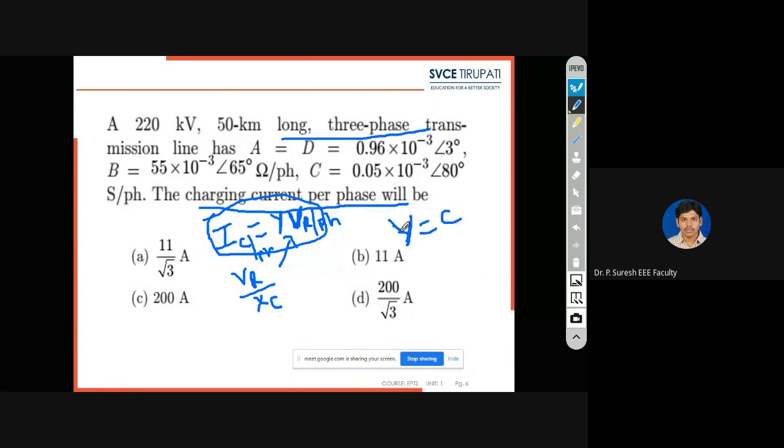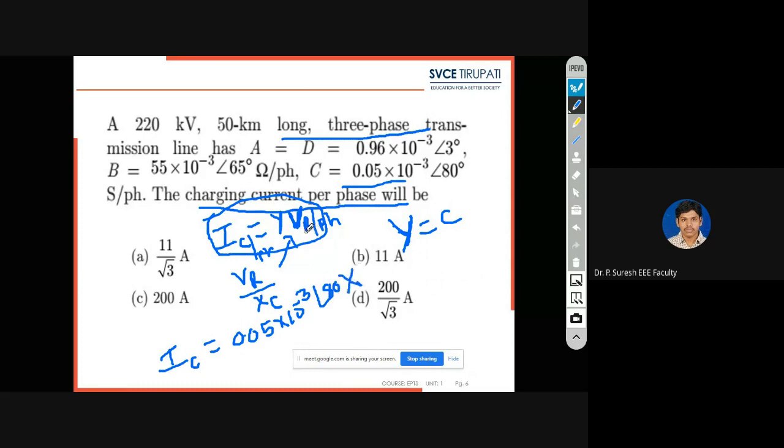So we already know about the rigorous method. If you have observed, in the rigorous method, C equal to Y. Then what is the IC value? Y into V means IC. C equal to 0.05 into 10 power minus 3 angle 80.